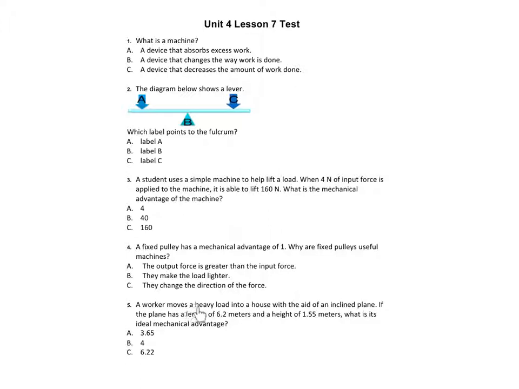5. A worker moves a heavy load onto a house with the aid of an inclined plane. If the plane has a length of 6.2 meters and a height of 1.55 meters, what is its ideal mechanical advantage? A. 3.65. B. 4. C. 6.22.